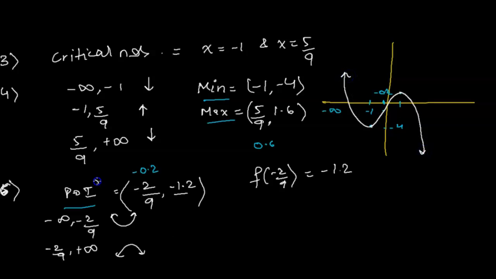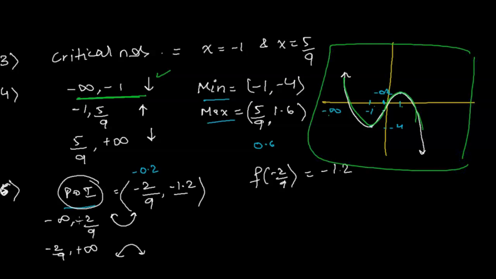We can also say that the point of inflection is nothing but where the concavity of a graph changes. So this section of the graph looks concave up, and this section of the graph is concave down. And if we notice, from the first derivative test, from negative infinity to negative 1, the function is decreasing. That's what is happening. From negative 1 to 5/9, the function is increasing. And then from 5/9 to positive infinity, it is decreasing. So this graph obeys all of these rules. So this is the most appropriate sketch for the given function.